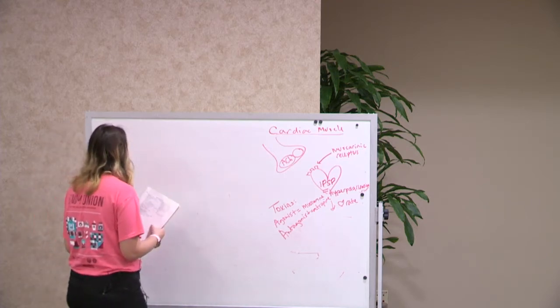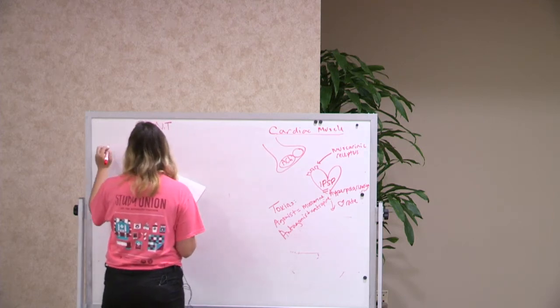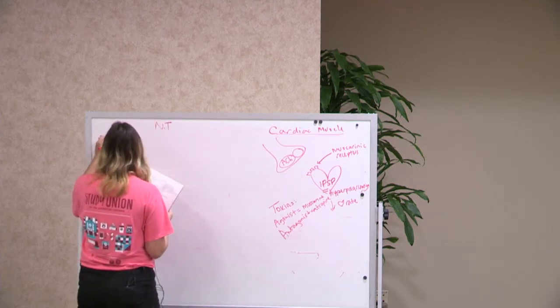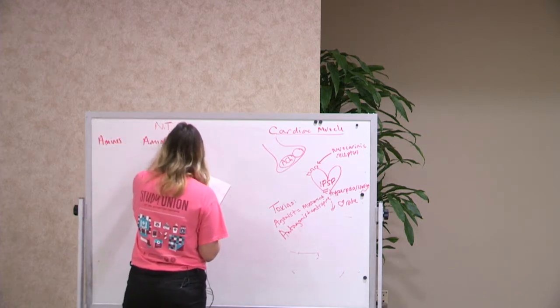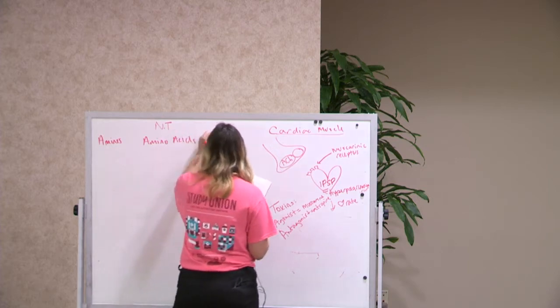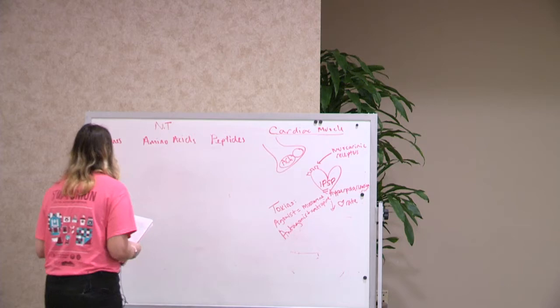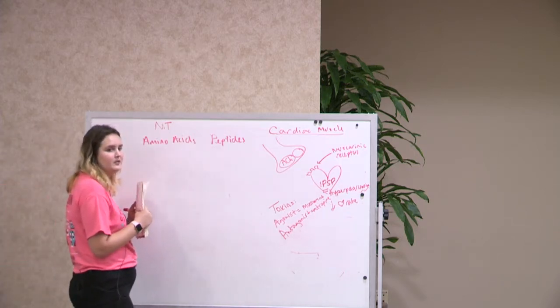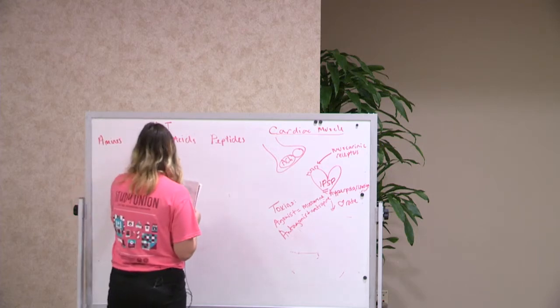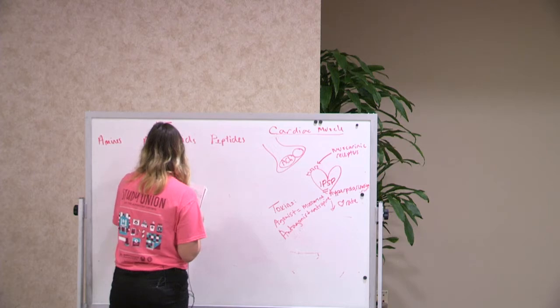So talking about neurotransmitters, there's three classes. We have amines, amino acids, and peptides. Your amino acids are your three neurotransmitters that start with a G. So you have GABA, glycine, and glutamate.